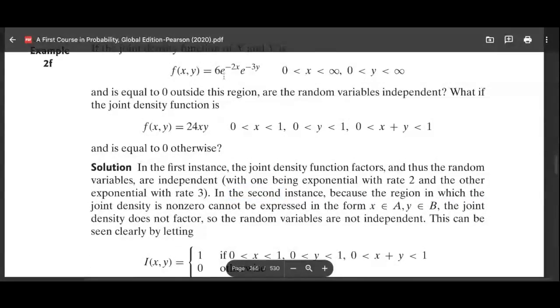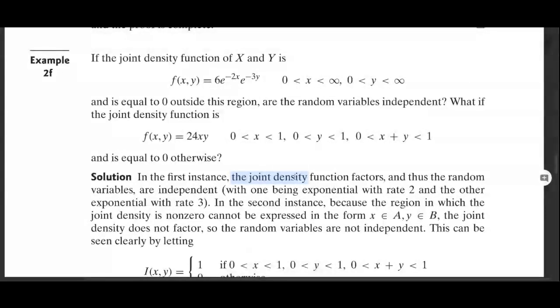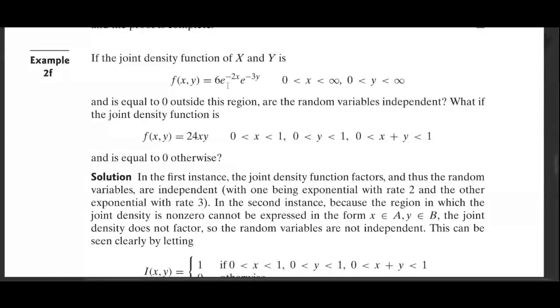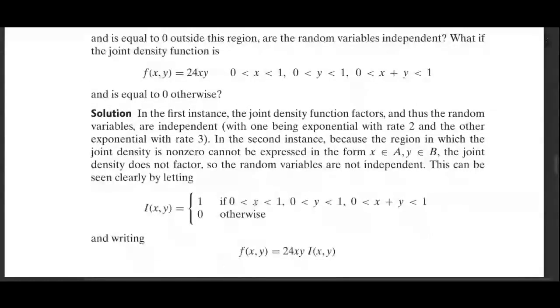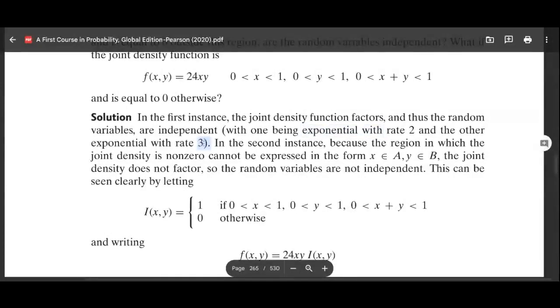we don't really have to calculate. This is saying, right, so there's e to the negative 2x, e to the negative 3y, we just have two parts of this. Well, this can be e to the negative 2x minus 3y. All right, that makes sense. So one is exponential with rate 2 and the other with rate 3.